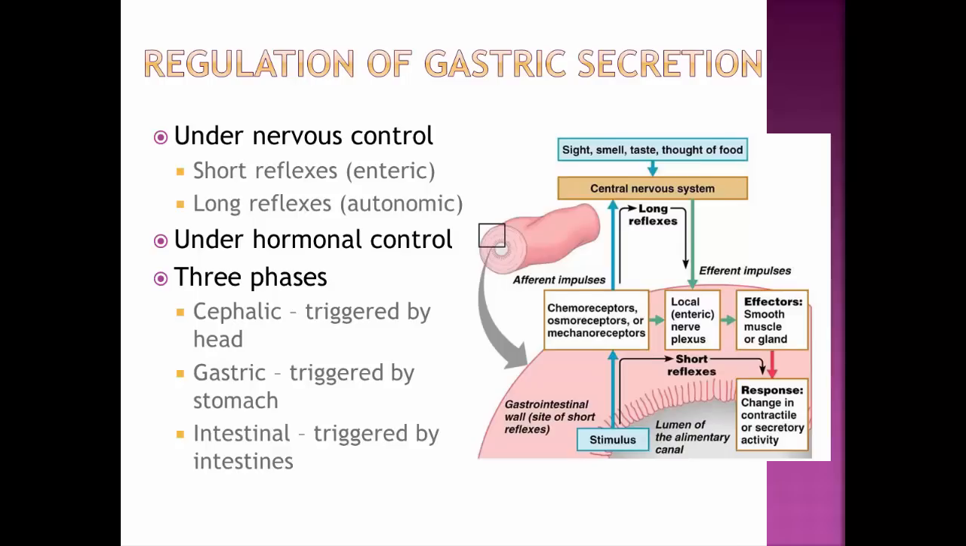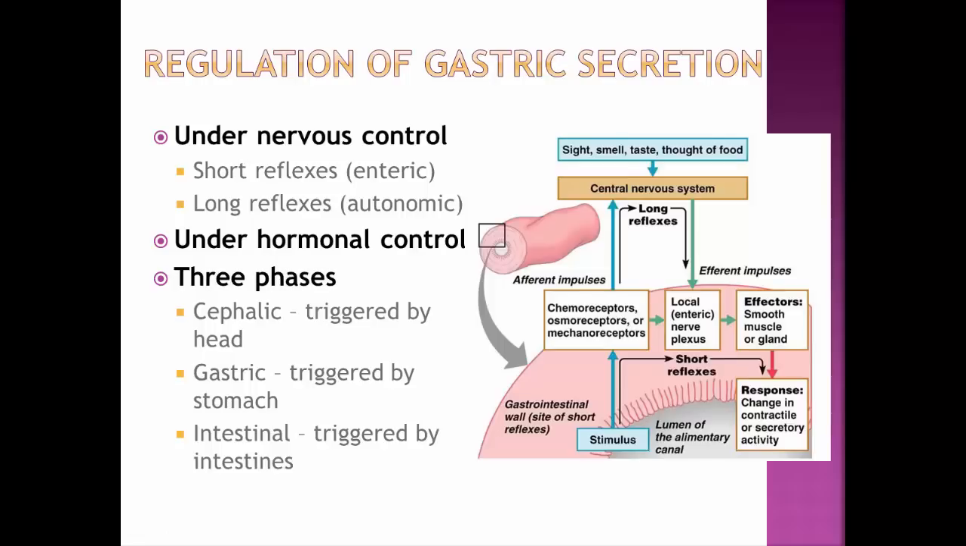Now, regulation of gastric secretions is a rather involved process, and it's going to involve both nervous control, in short and long-term reflexes, and hormonal control. Just to summarize the nervous control, remember we have the short reflexes that just involve the enteric nervous system of the gut. Remember our gut brain here, so we don't have to involve the central nervous system, or we can involve the central nervous system through autonomic reflexes. So we'll see both.